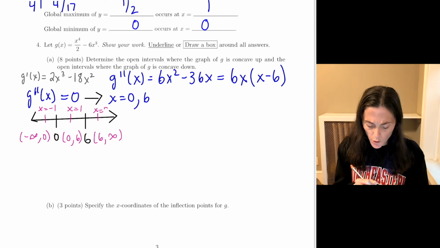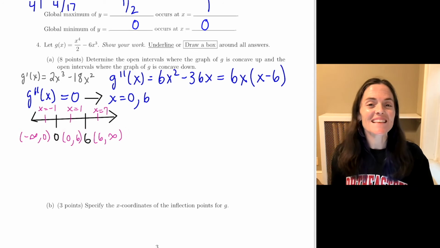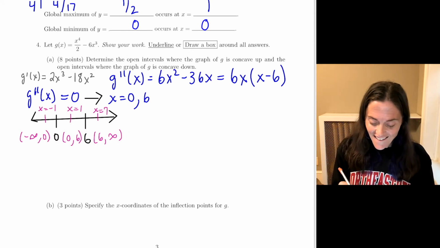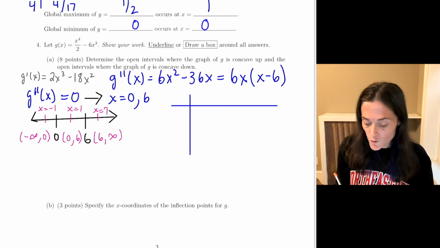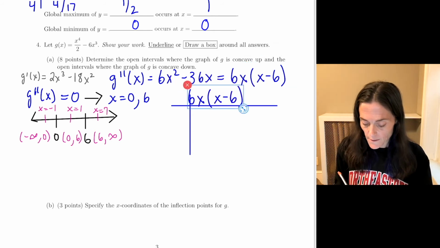But it's really up to you. You can pick a different point to test. The value of the second derivative will change, but not the sign. So now let's make our chart. We want to test. Well, here's the second derivative factored. So this is what I'm going to be testing here.